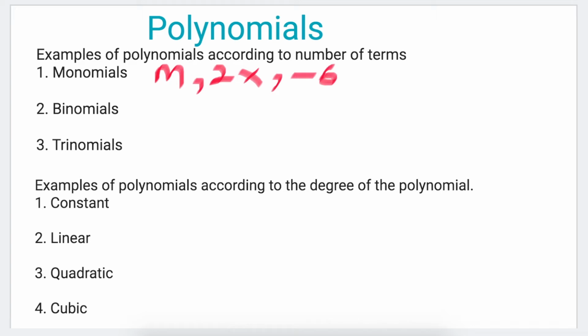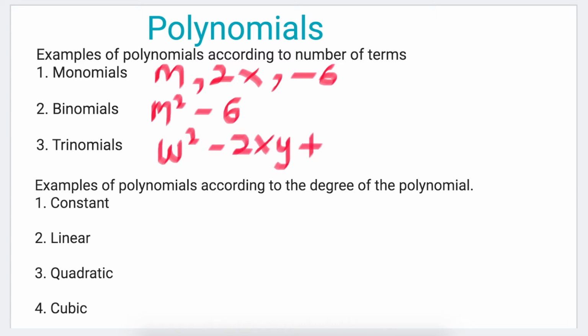The next group of polynomials, according to the number of terms, is binomials. This means that you have two terms. So you could have m squared -6. The third one is called trinomial. By now you should know that tri means 3, so you could have w squared minus 2xy plus 5. So there are three terms here.